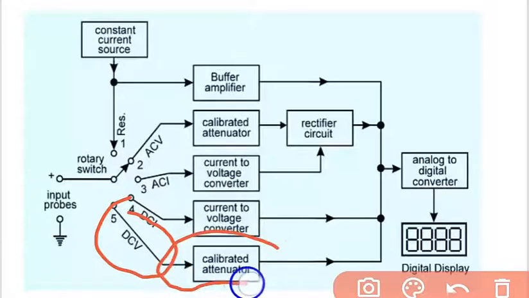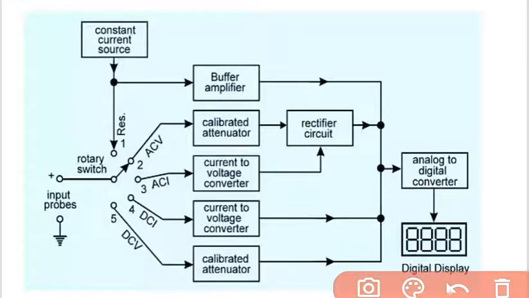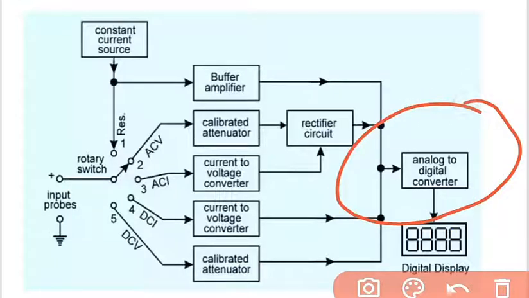There is a calibrated attenuator. Attenuator is reducing the input voltage as per the requirement of further circuits. It is like a buffer amplifier which is doing the adjustment between the circuits after and before. So this DC voltage passes through the calibrated attenuator. Now we want the display or the output in digital form. So A to D converter is used to convert DC voltage to the digital value.